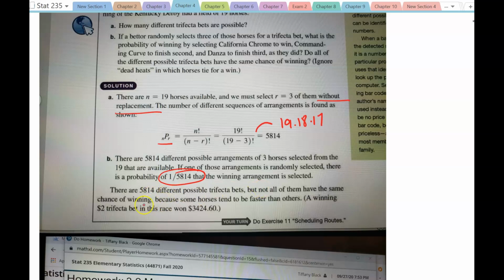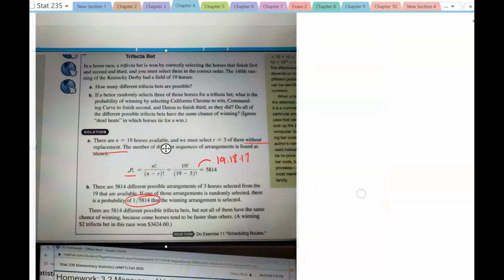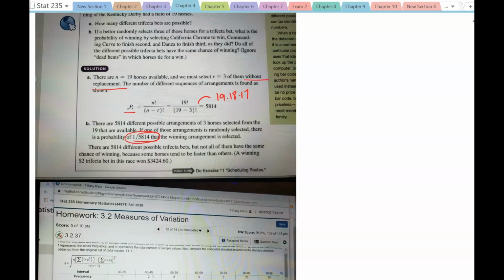So here they go through and look at what it would be to win that. So the probability you win times the amount of money you would get if you win, plus the probability you lose times the amount of money that you would bet. So I don't know if they have the solution in the book, but basically what you're doing here is looking at what is the probability of winning if you just pick 3 at random, and it's going to be 1 out of 5,814.